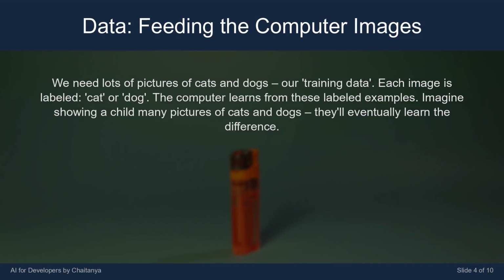We need lots of pictures of cats and dogs, our training data. Each image is labeled cat or dog. The computer learns from these labeled examples. Imagine showing a child many pictures of cats and dogs, they'll eventually learn the difference.